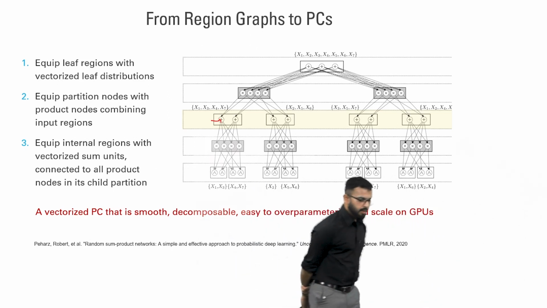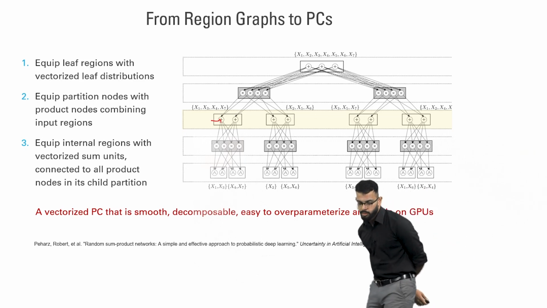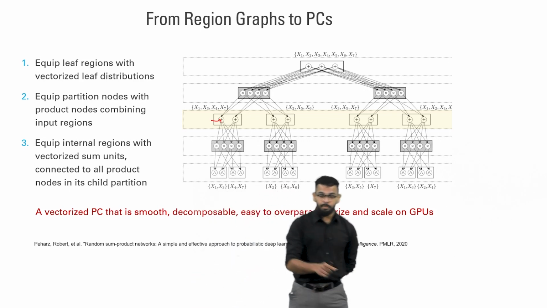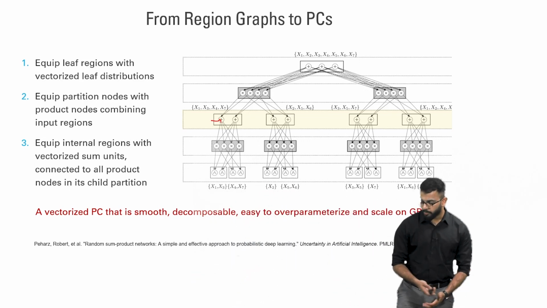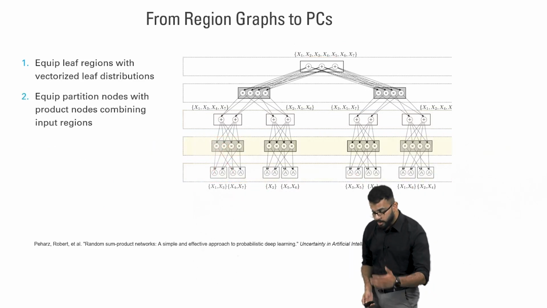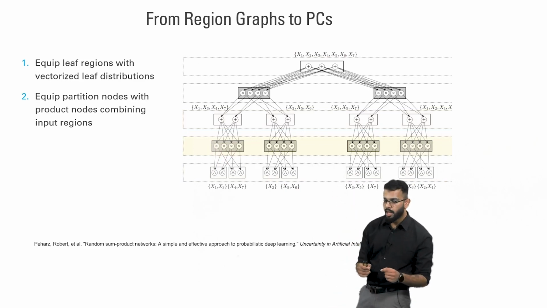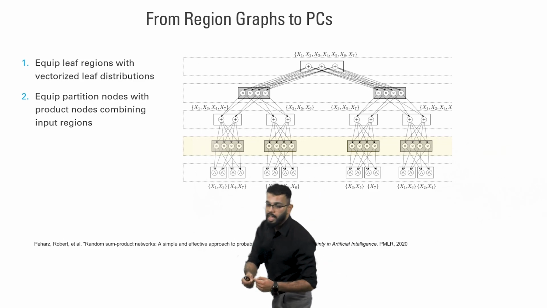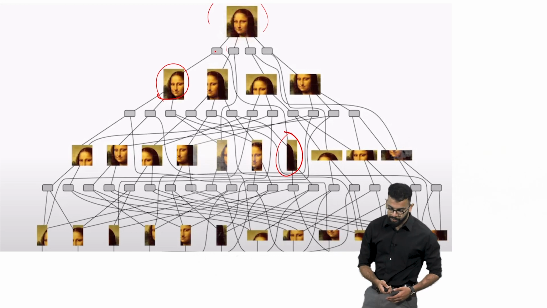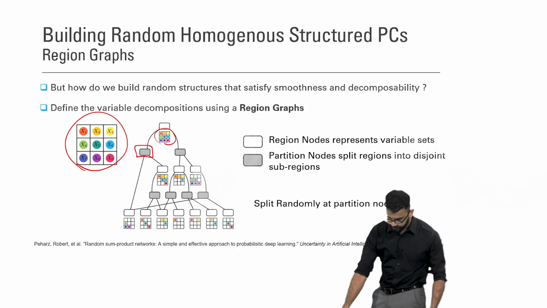Yeah. Right. So if you remember, what is smoothness? Smoothness basically says that the inputs of your sum node should be defined over the same scope, right? Good. And the way you constructed a PC from a region graph is you're assigning sum nodes to the region nodes. And all the sum nodes in a region node have the same scope, because that is how you define the PC itself, right? So if you look at the region graph, let me go back, right?